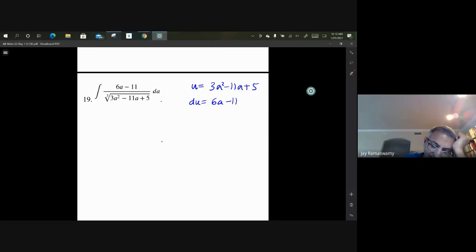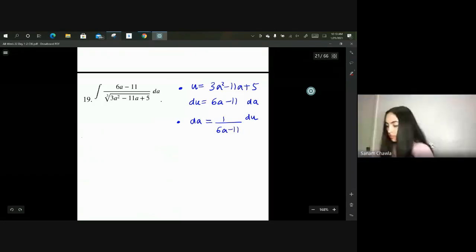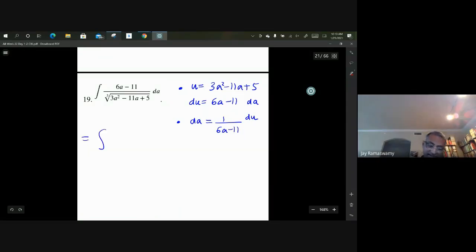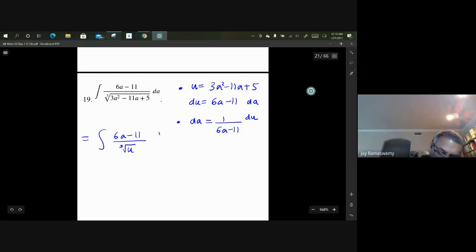What is he forgetting to write? dA. Okay. And then last step, dA equals 1 over 6a minus 11 times du. Very good. Okay, equals 6a minus 11 stays 6a minus 11. There's no substitution there. And the denominator just becomes cube root of u. dA just becomes 1 over 6a minus 11 du.